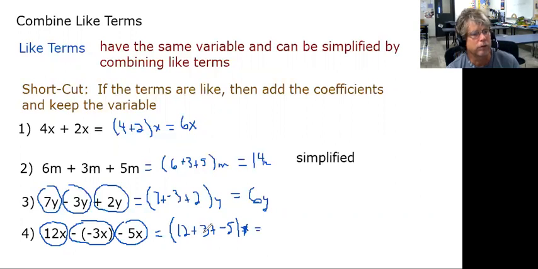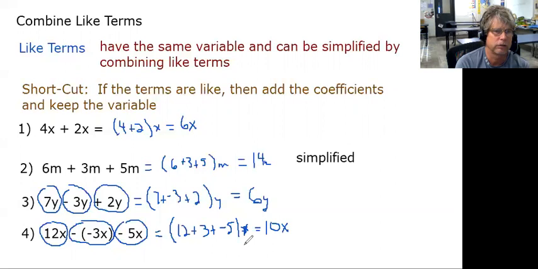So 12 and 3 is 15, and then I have to lose 5. That brings me back down to 10. So that's going to give me 10x as my answer. And that's how we combine like terms. So if you know how to add integers, you can do a lot of this stuff without the use of a calculator. So that concludes our lesson on combining like terms.